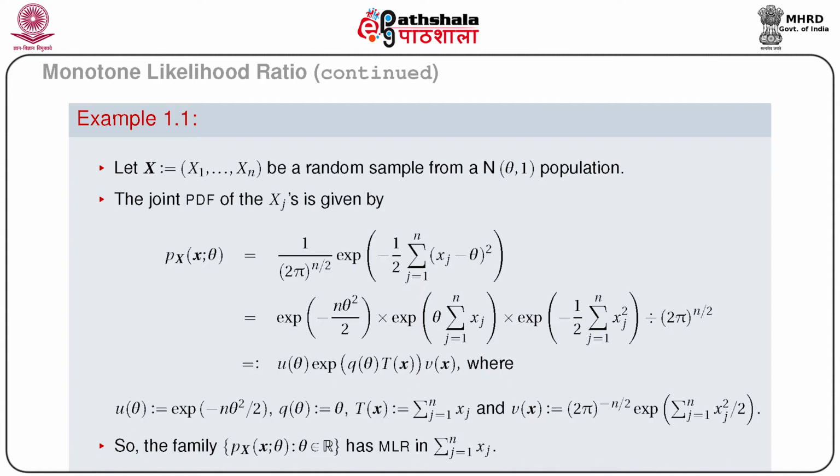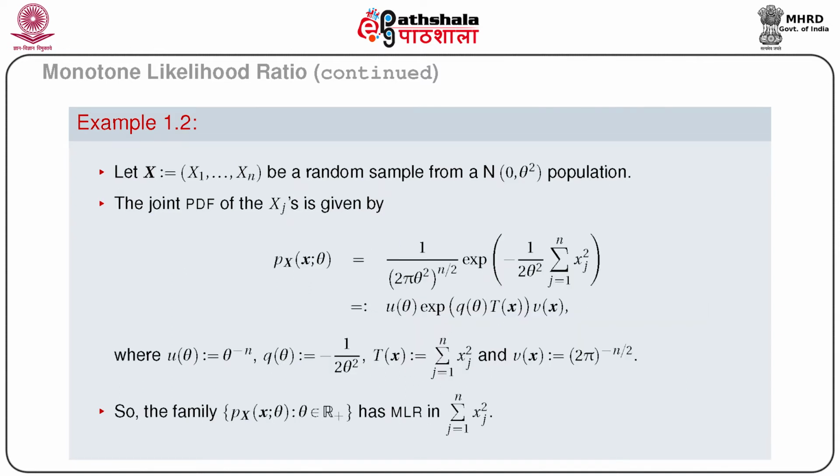If we set u(theta) equals exponential minus n by 2 theta square, q(theta) equals theta, T(x) equals summation over i from 1 to n of xi, and V(x) equals 2 pi to the power minus n by 2 into exponential minus half summation over i from 1 to n of xi square, then P_x(theta) has MLR in the summation over i from 1 to n of xi.